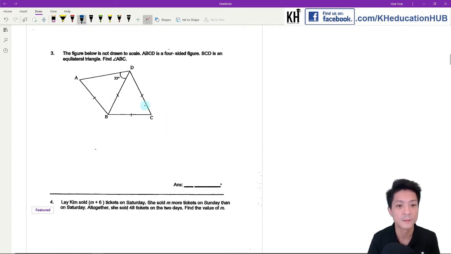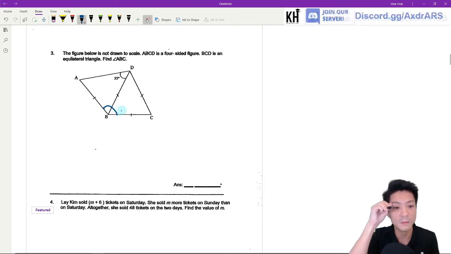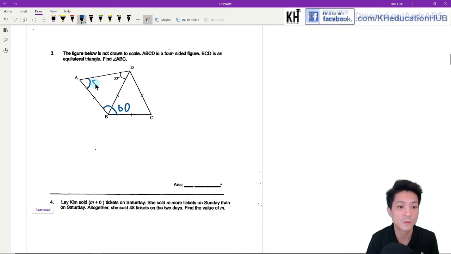Question 3. The figure below is not drawn to scale. ABCD is a four-sided figure. BCD is an equilateral triangle. They want you to find angle ABC, which is this. Okay, we know that this is 60 over here. And since ABD is an isosceles triangle, this is also 53.